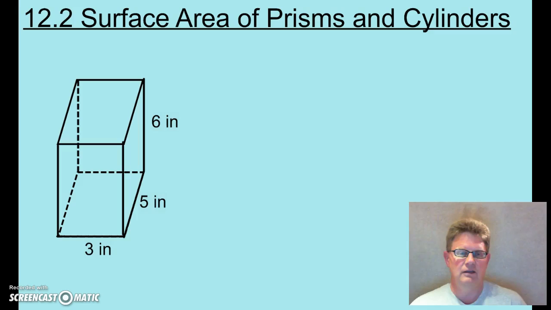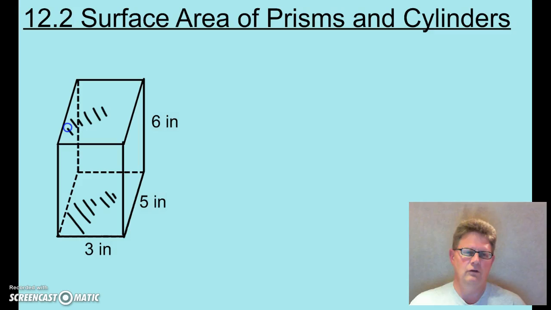Okay, we have a rectangular prism. The base is, okay, the bottom here is a 3 by 5 rectangle. The top here is also a 3 by 5 rectangle. So 2 of those.